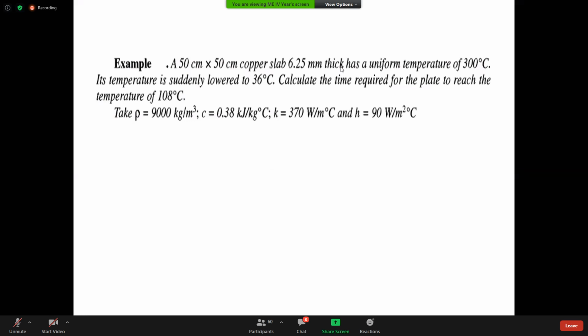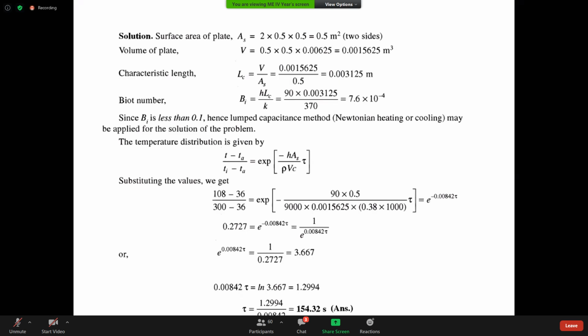I come here to the solution. For calculating LC, what is required? The surface area is required, the volume is required, and the dimensions of this slab are given. If you remember, for the plate LC is L by 2, so directly you can put the L. What is the L here? Thickness. The thickness is given. This by 2, directly you can get the LC value in that way also. But it is better to do it by substituting the volume and areas. That is the best way. After calculating LC, go for the Biot number.